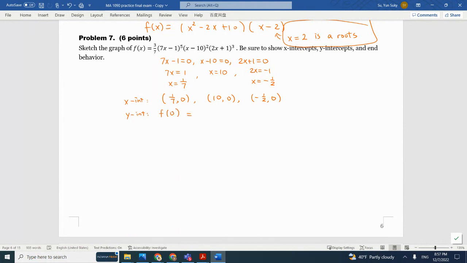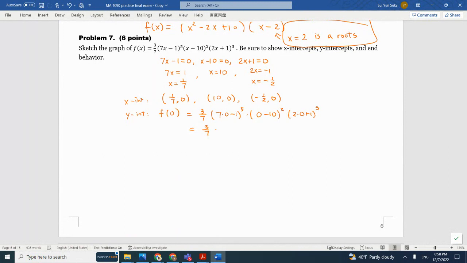Therefore, you plug in x is 0. So we have 3 over 7 times (7 times 0 minus 1) to the 5th, and then x is 0, so we replace x by 0: (0 minus 10) squared, (2 times 0 plus 1) cubed.